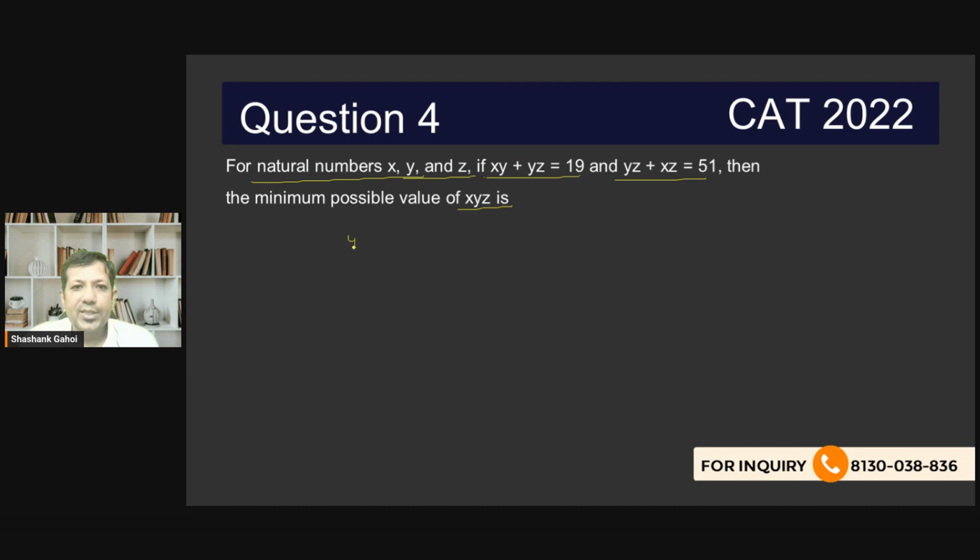So I am taking the first statement, y common, x plus z, and that is equal to 19. So there are two possibilities: this is 19, this is 1, or this is 1, this is 19. Because if the product of two natural numbers is 19, it means both the numbers should be integers, and it can be either 19 into 1 or 1 into 19.